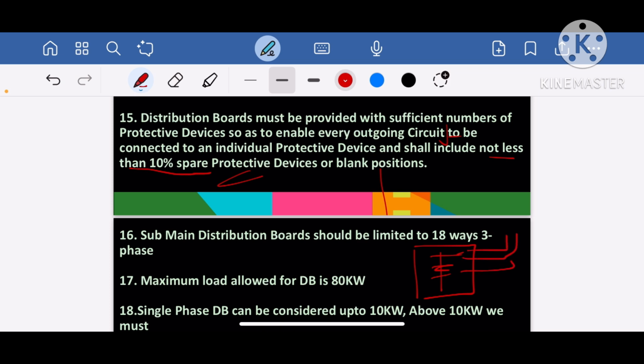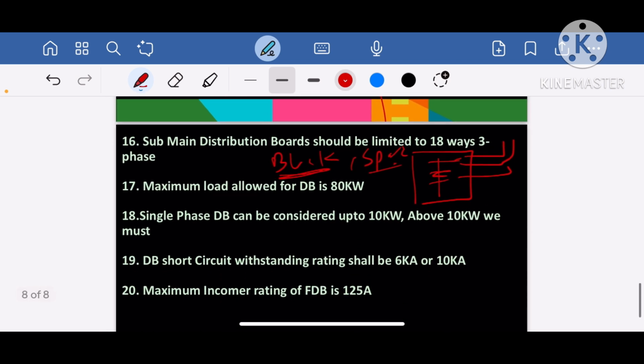First point. Second point is saying there should be blank and spare breakers. There should be spare breakers or space not less than 10% of the total number of outgoing breakers. Hope you are clear on that. Meaning we have to maintain 10% spare plus blank spaces in the FDB. Now let us move to the other point.